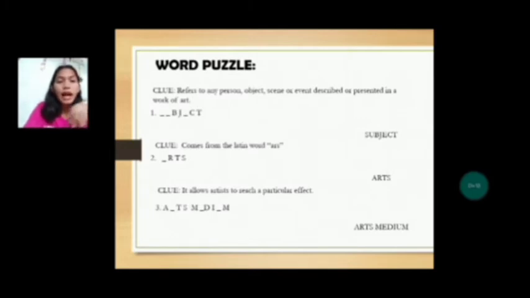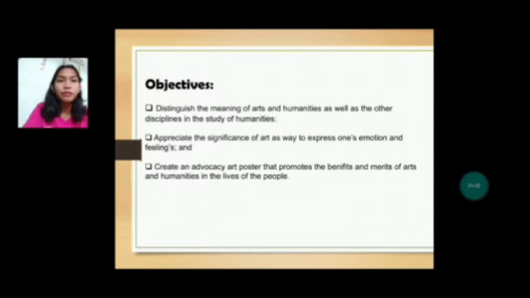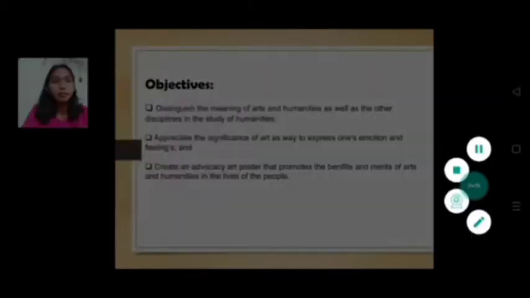And thank you for cooperating, and let's proceed now to the objectives for this chapter. We have three needed aims to achieve. First, distinguish the meaning of arts and humanities as well as the other disciplines in the study of humanities. Second, appreciate the significance of art as a way to express one's emotions and feelings, and create an advocacy art that promotes the benefits and merits of arts and humanities in the lives of the people.